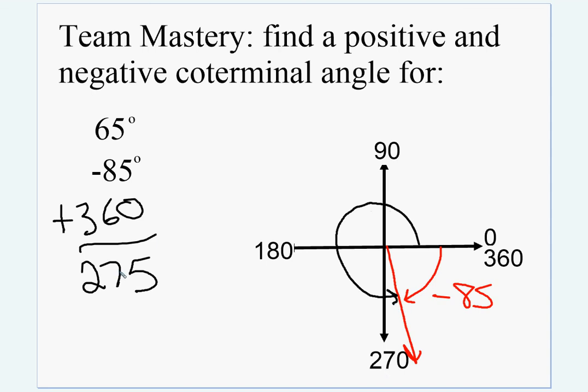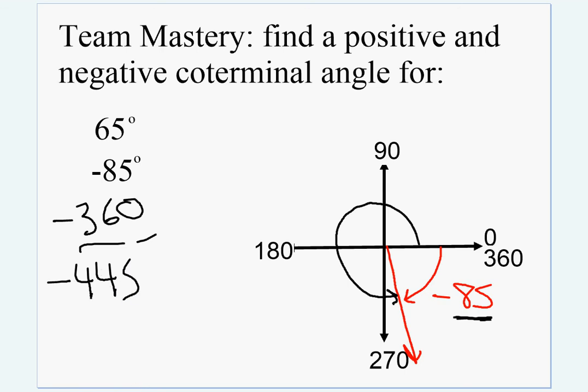That's 275. And notice, if we ignore the negative on the 85, if we just add the 85 and the 275, that should give us a full 360 circle. Okay, let's find a negative coterminal, and I'm just going to do this. If I erase that and make this into a minus sign, so now it's negative 85 minus 360. That takes us to negative 445.